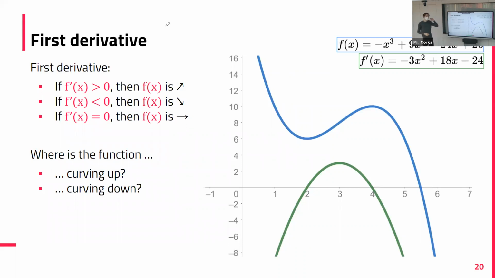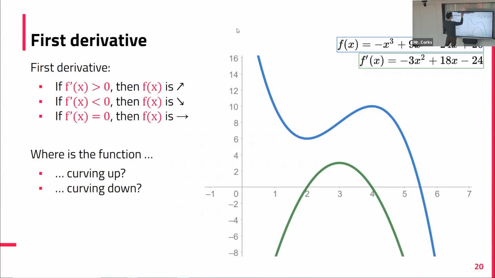When we finished the last class, we looked at these, and I said the next thing that we're going to talk about is this, curving up and curving down. So so far, we had just been thinking, okay, where is it increasing and where is it decreasing? But we can also say, where is it curving up and where is it curving down? These shapes here.